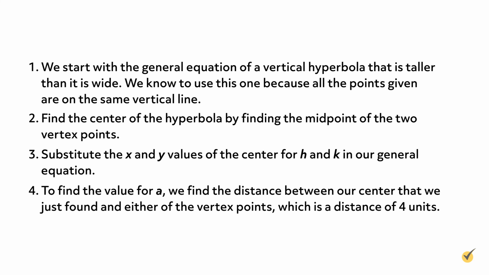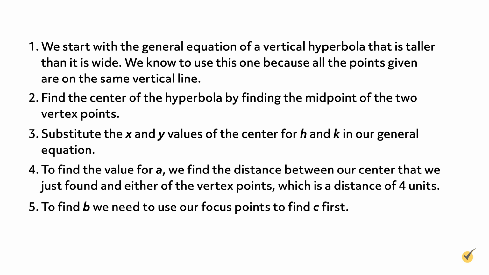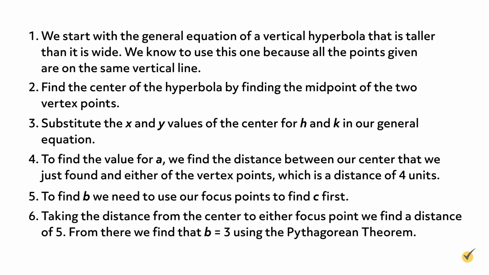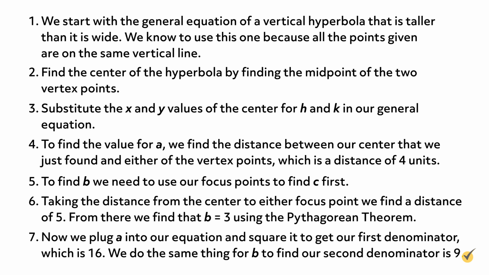To find the value for A, we find the distance between our center that we just found and either of the vertex points, which is the distance of 4 units. To find B, we need to use our focus points to find C first. Taking the distance from the center to either focus point, we find a distance of 5. From there, we find that B equals 3 using the Pythagorean Theorem. Now we plug A into our equation and square it to get our first denominator, which is 16. We do the same thing for B to find our second denominator is 9. Done!